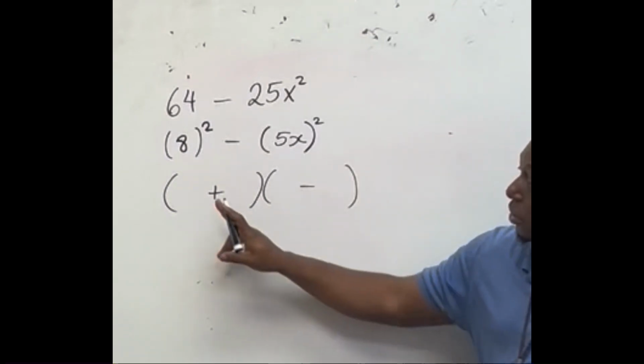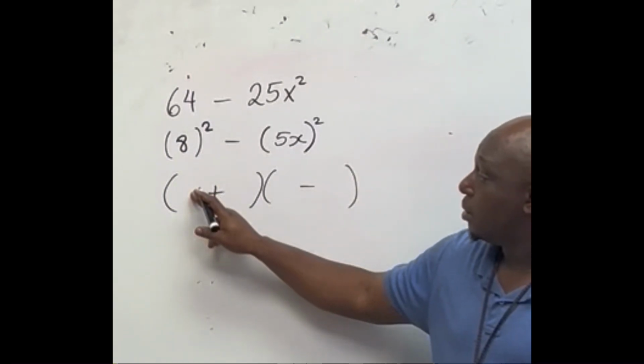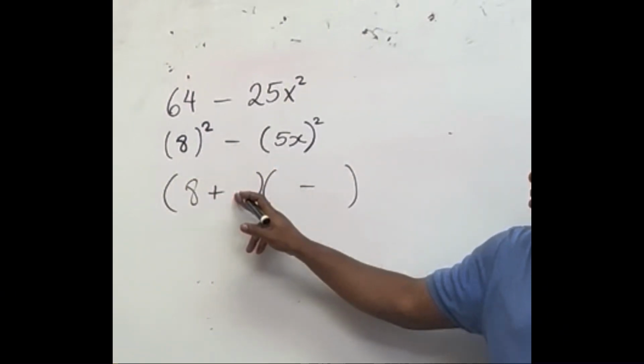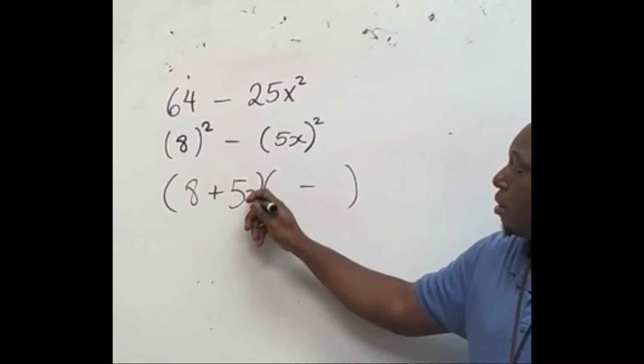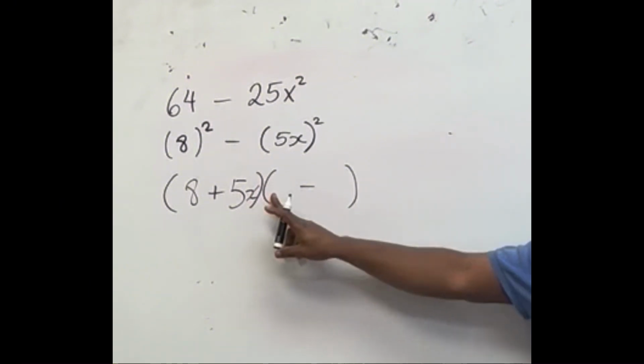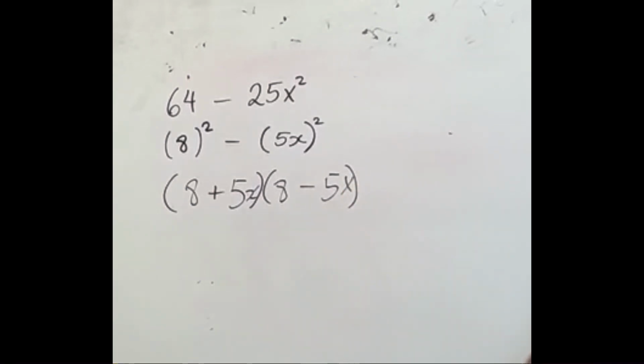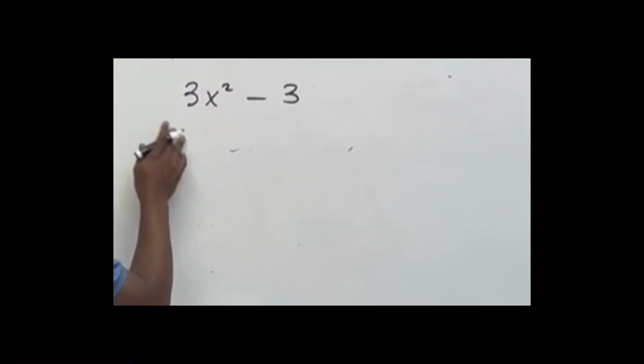So now, what goes here? 8. What goes here? 5x. We've got to keep going, guys. Don't worry about it though. Got it? Okay.